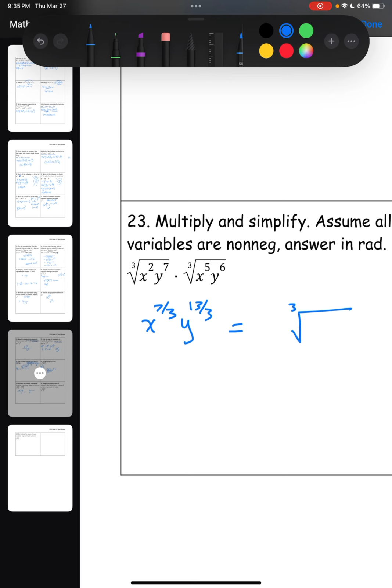Well, think about it. How many 3's can I fit into the 7? 2, right? So x squared. We're left with that odd one out. That's still stuck. Alright, imagine this. How many 3's are in there, right? Then we're left with y to the 4th, right? Because 4 times 3 is 12. And then we still have that one y still stuck.